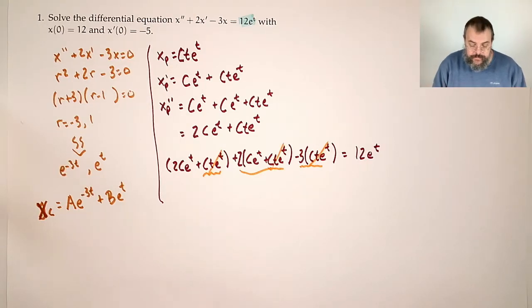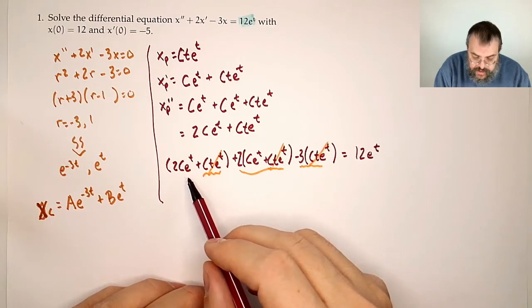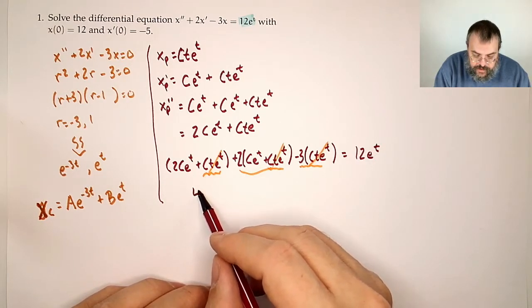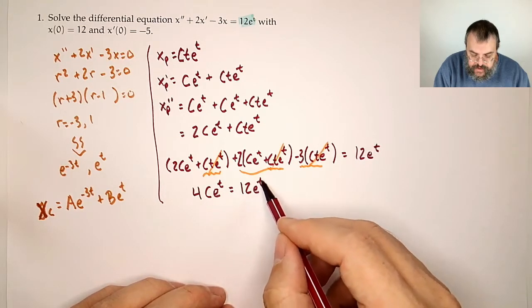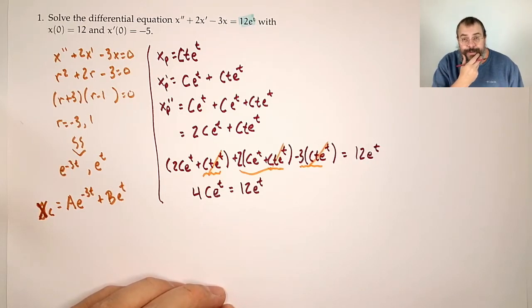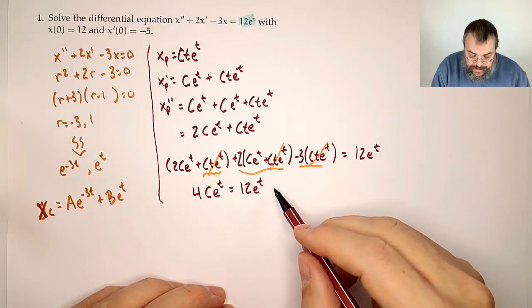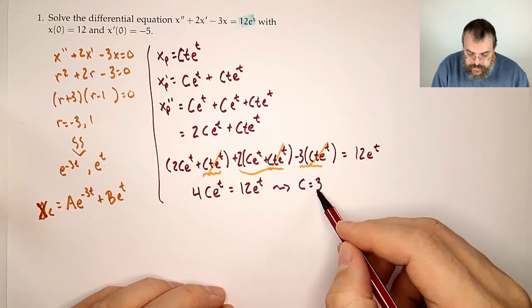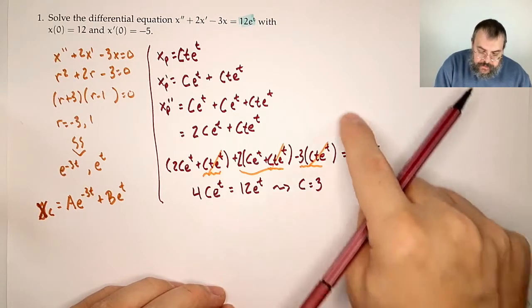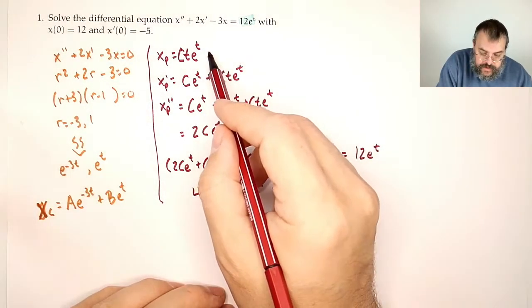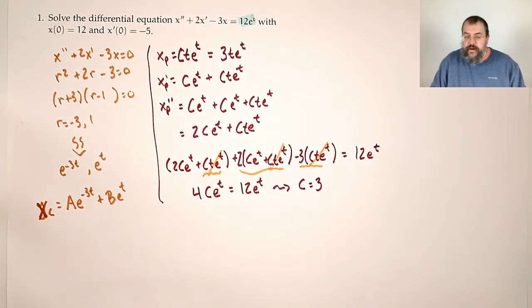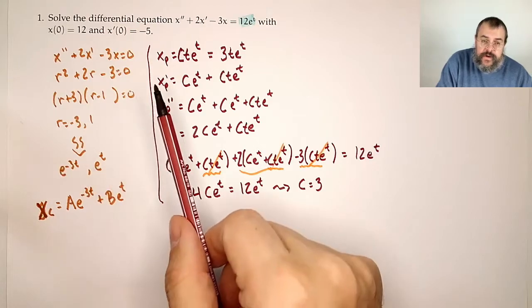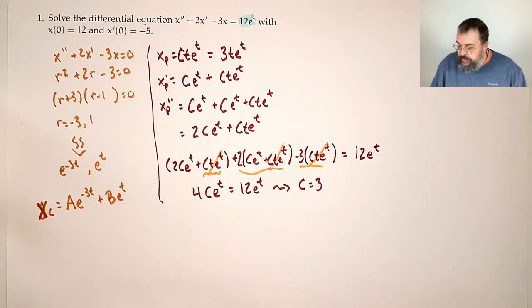Now, what's left? Well, we have 2c e to the t and 2c e to the t, which makes 4c e to the t. And we want that to equal 12 e to the t. And now we sort of say, what value of c makes this work? Well, no surprise. We see, aha, c equals 3. So now, plug that back in, and we come to our conclusion that this should be 3t e to the t. All right, so we have our complementary solution, our particular solution, and their powers combined. We get our solution.